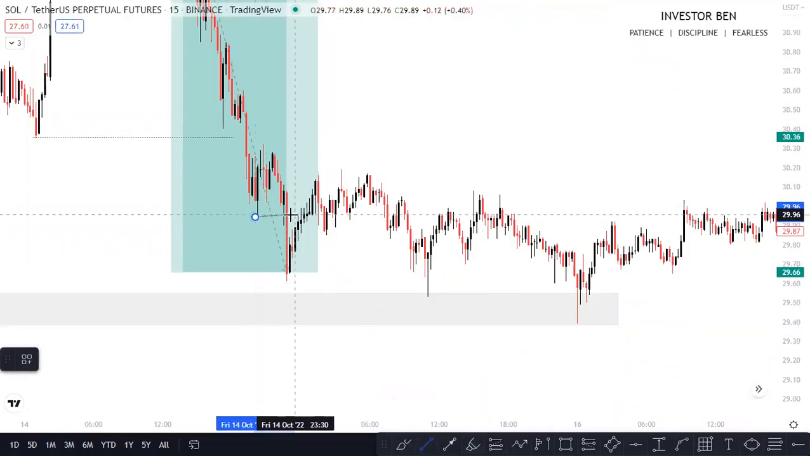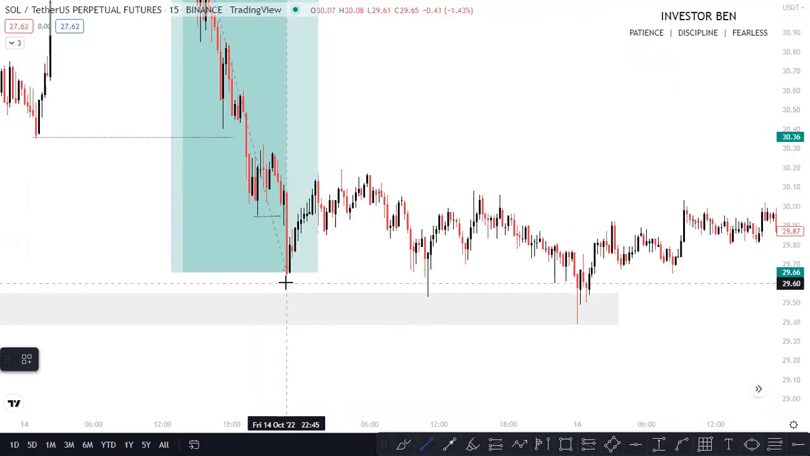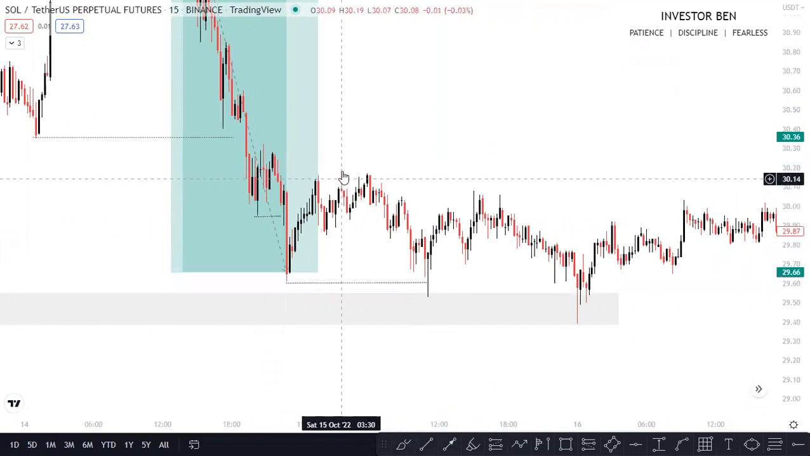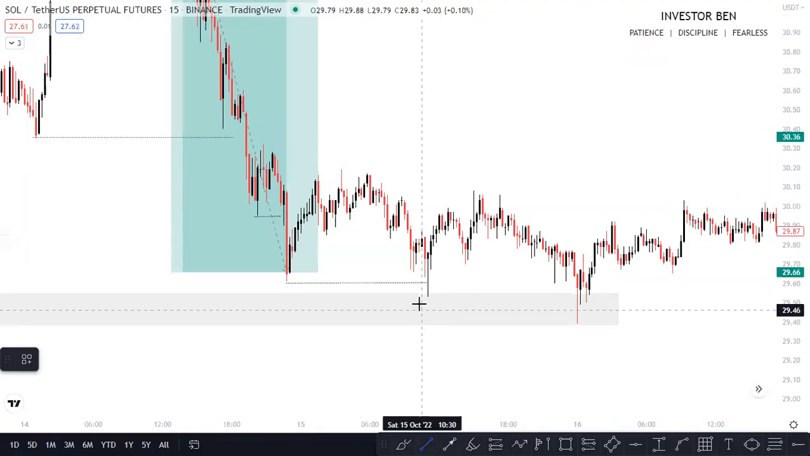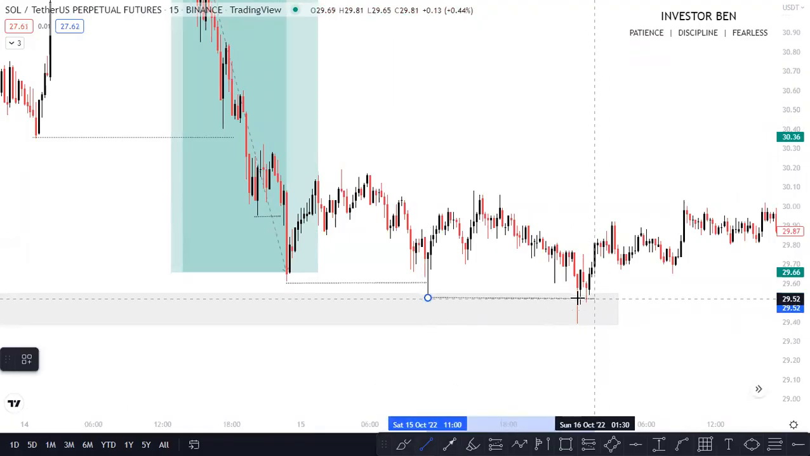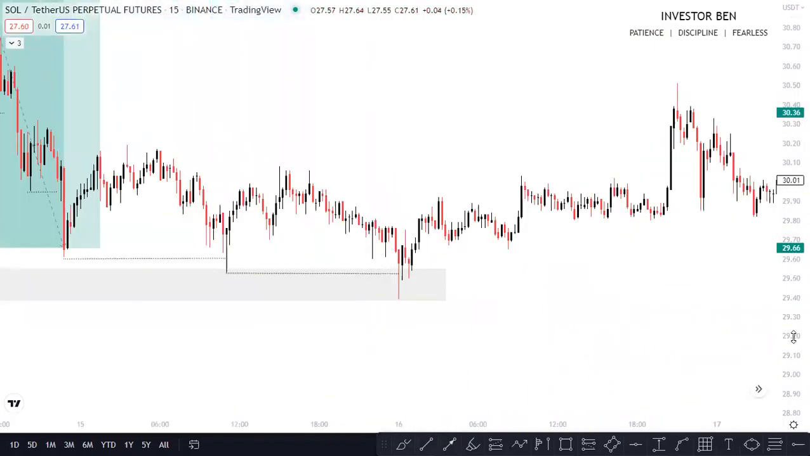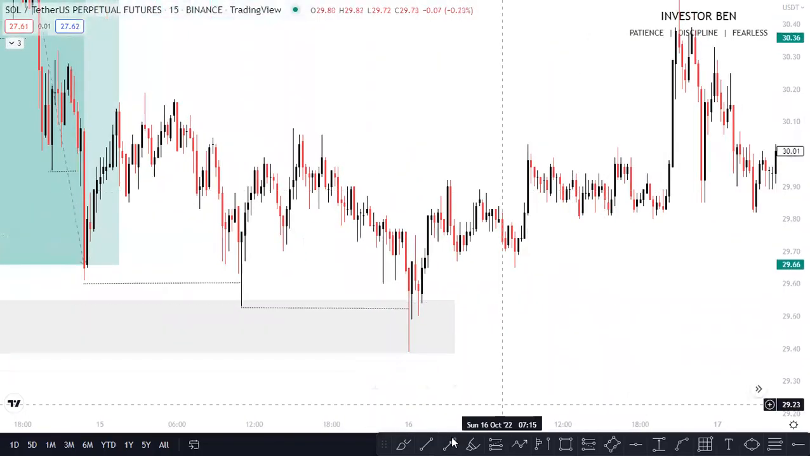We took out this low, right? A BOS at that point. And we are still creating lower highs, lower highs, lower lows. And this was the last low we took out before we moved to the upside, and we had our overall trend.